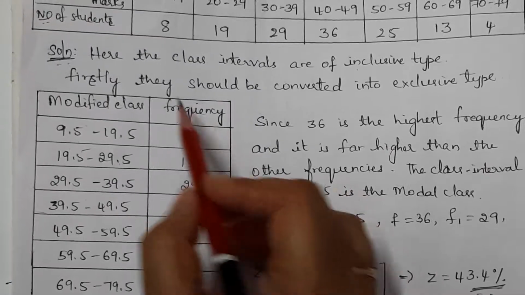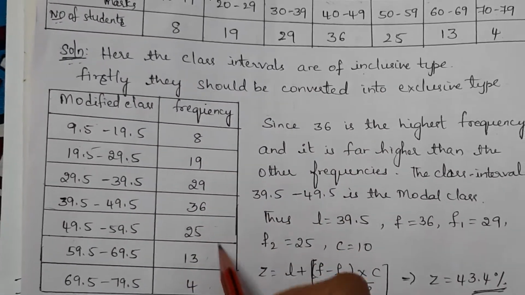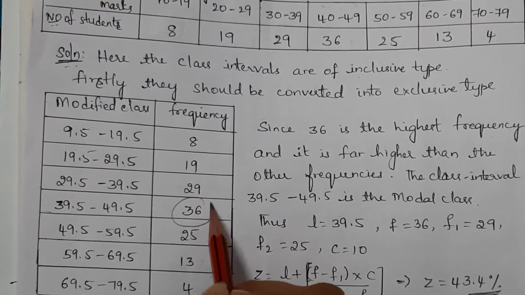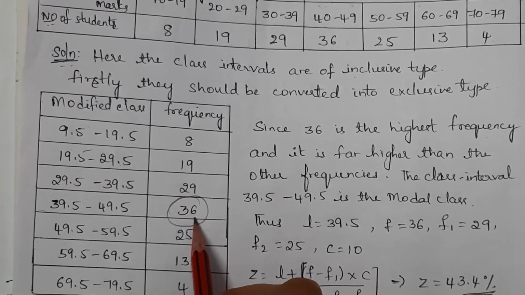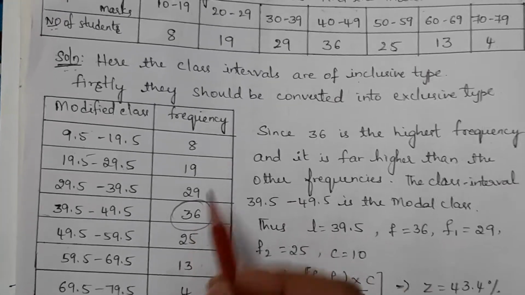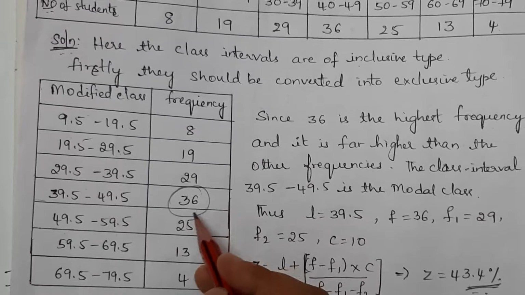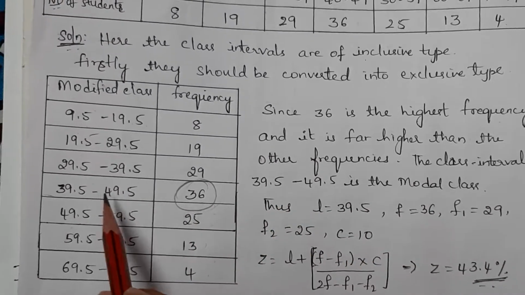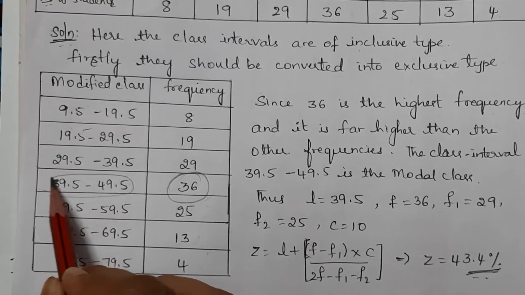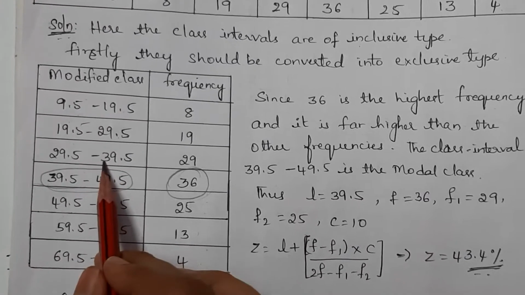So here, if we observe the frequencies, the highest frequency is 36. Since 36 is the highest frequency, it is far higher than the other frequencies. If we compare with the other frequencies, it is far higher. So the class interval lies between 39.5 to 49.5. So that is the modal class.